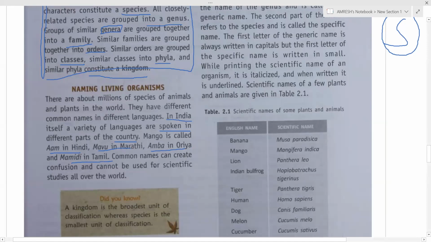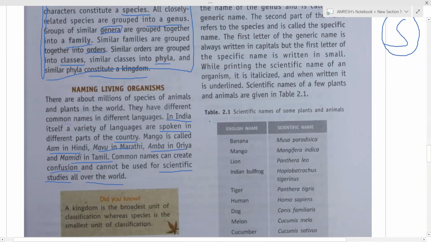But we have to give it a common name, so that when we say that name, everyone gets it, and there will not be any problem while doing research on mango. So for that, we give a scientific name to each and every living being. Common names can create confusion. To avoid that confusion, we use the scientific name that is used all over the world.